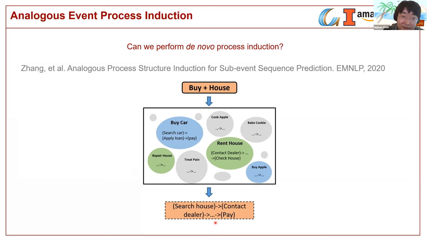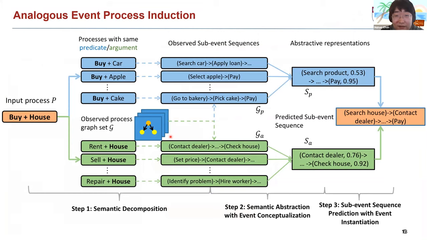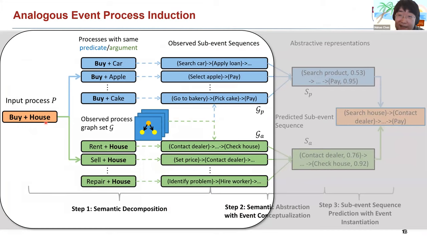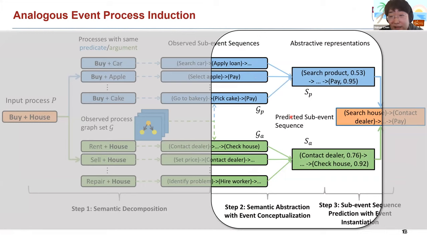So this is the overall framework of our system. In the first step, given a goal, let's say buying a house, the system will find a group of reference processes that either share the same predicate or share the same argument with the goal. For example, it will find lots of processes about buying something and also lots of processes about taking some action on the house.